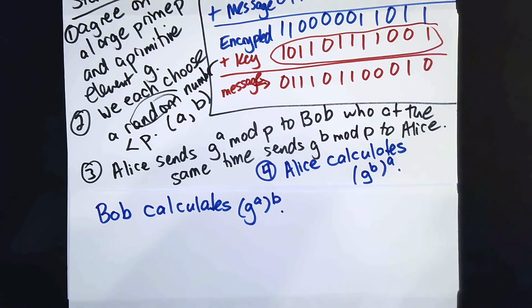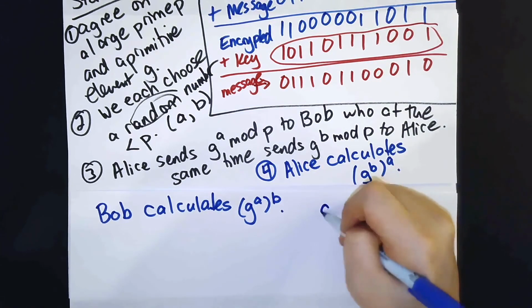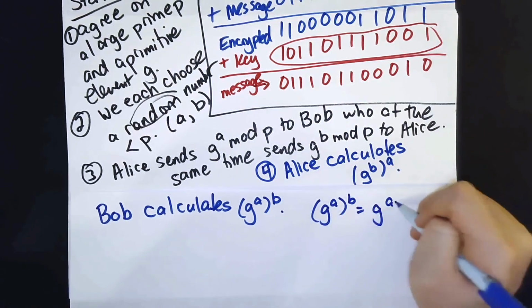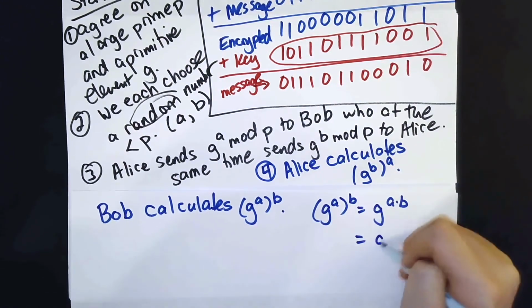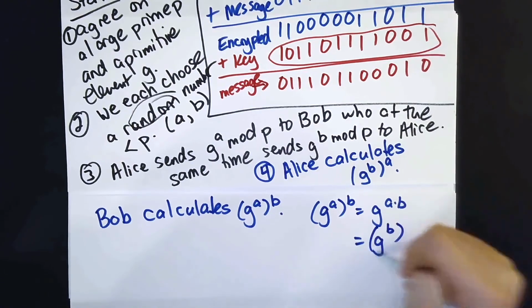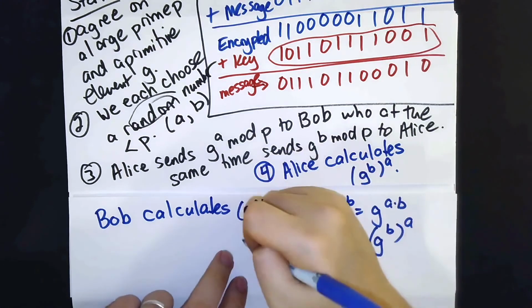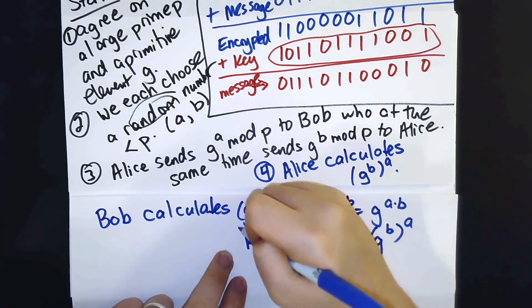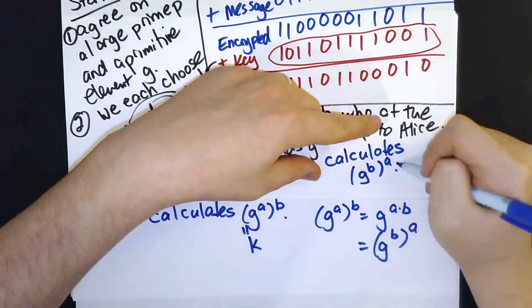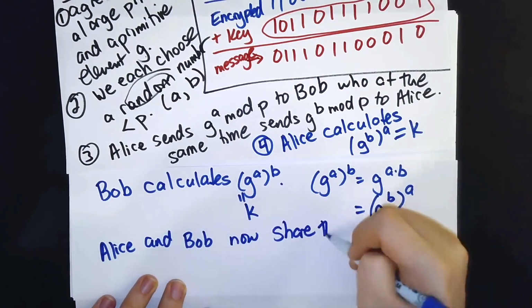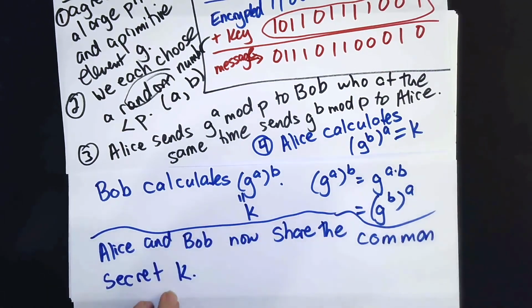And now the key observation here is that (g^a)^b is g^(a times b), which is the same thing as (g^b)^a, because multiplication is commutative, and that's how exponents work. And so this thing they've both calculated is the key. It is the common secret. So Alice and Bob now share the common secret K.